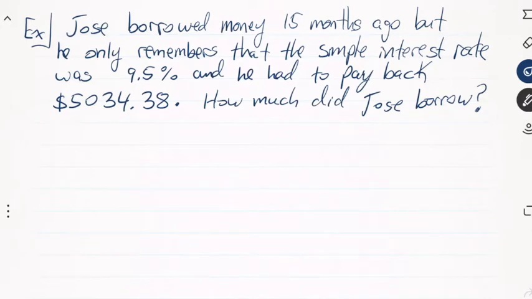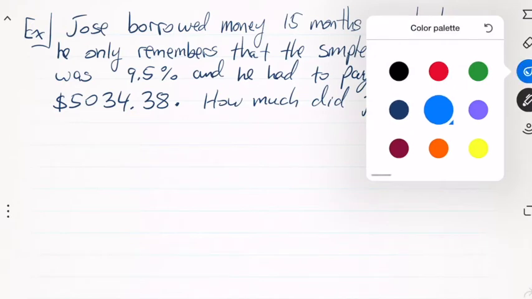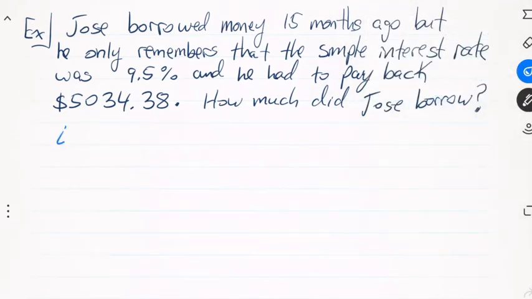All right, and he had to pay back this $5,034.38. So my question is, how much did he borrow to begin with? All right, so let's start off like we have been with the simple interest formula and see where it gets us. I equals P times R times T.